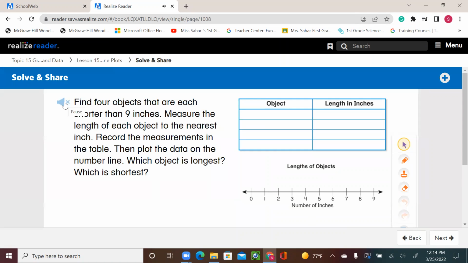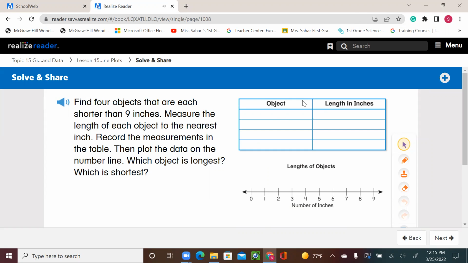Find 4 objects that are each shorter than 9 inches. Measure the length of each object to the nearest inch. Record the measurements in the table. Then plot the data on the number line. Which object is longest? Which is shortest?